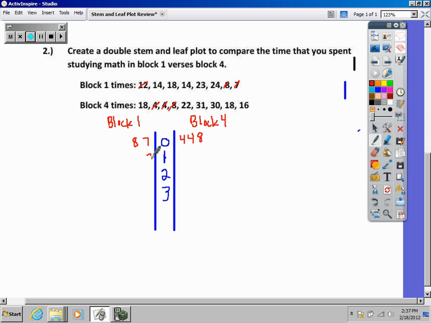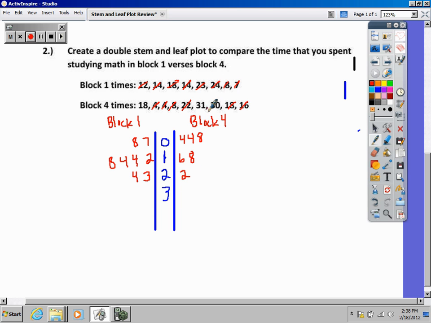Then we go to the tens, and on block 1 we had 12 minutes, so we're going to put down a 2 first, and then we do 14 twice, so we do 2 4s, and then we do an 8. Block 4, there was a 16 and 18 minutes, so we go 6 and 8 to represent the 16 and 18 minutes. Then we go to the 20s, and we have 23 minutes and 24 minutes for block 1.